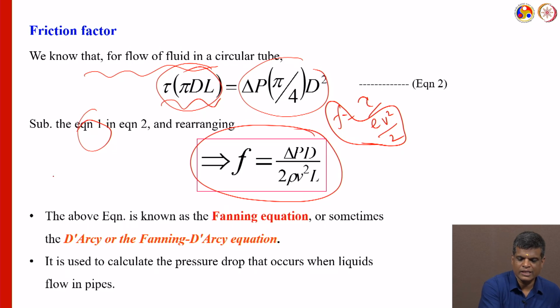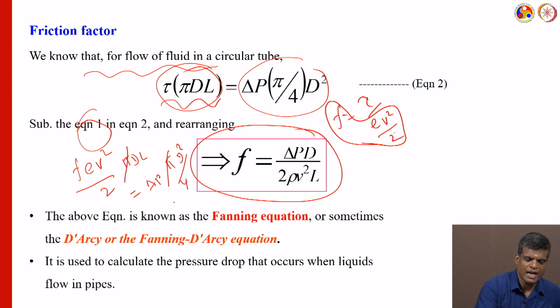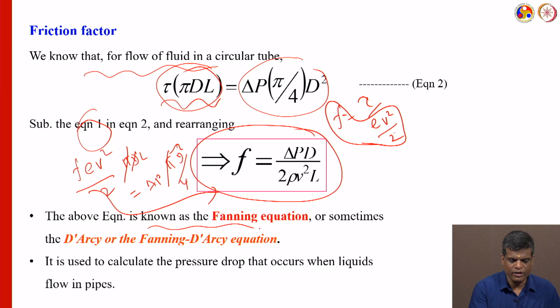So here tau equals rho V square by 2 times pi dl, equal to delta P times pi d square by 4. Pi gets cancelled, and d also gets cancelled. After that we get this equation, which is known as the Fanning equation.